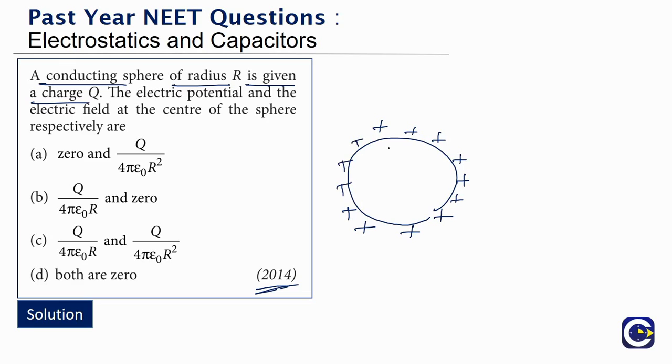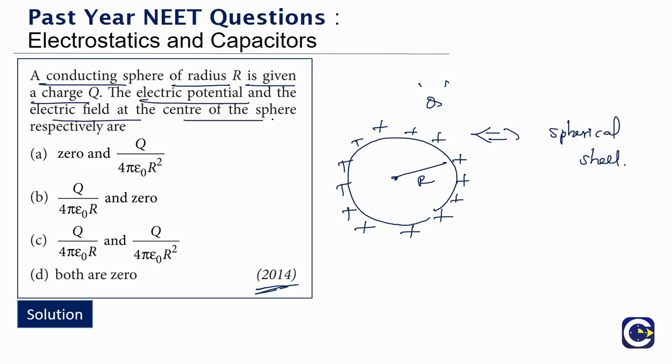It will not occupy the bulk, which means this conducting sphere is equivalent to a charged spherical shell. The conducting sphere is equivalent to what? Charged spherical shell. The electric potential and the electric field at the center of the sphere are respectively.